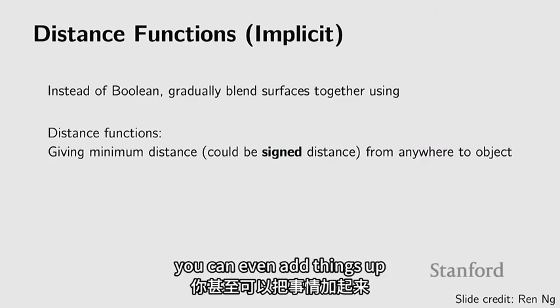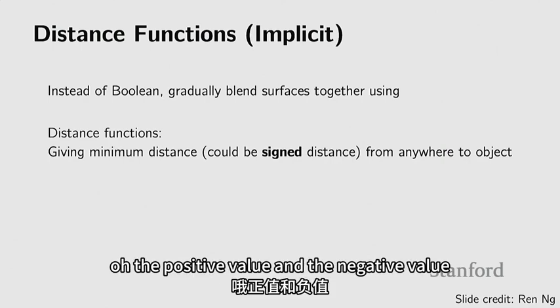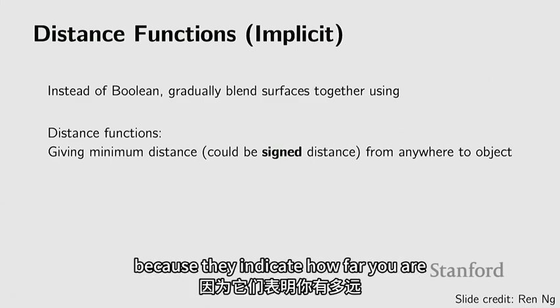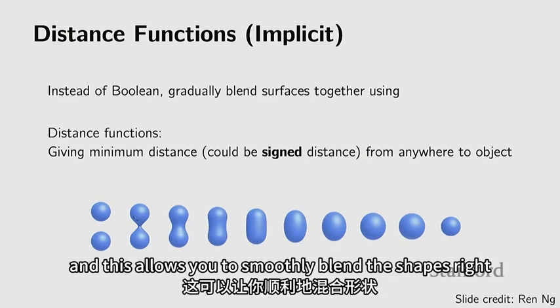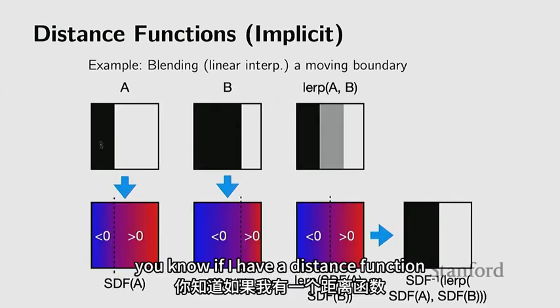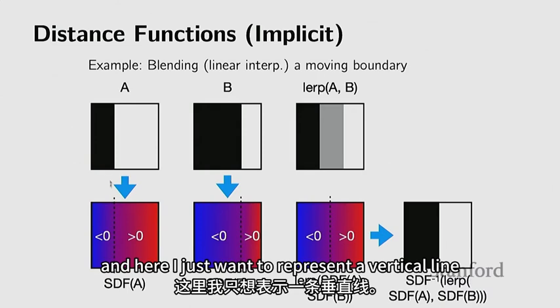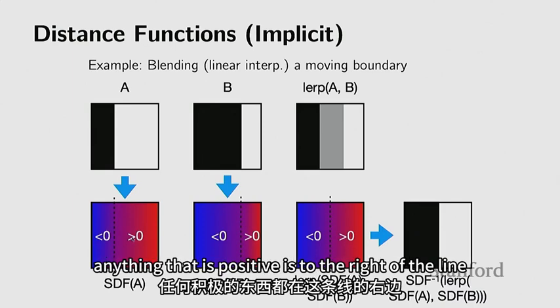You can even add things up, especially if you have a distance function where every point has a positive value or a negative value, and the values actually have meanings because they indicate how far you are from the surface of the object. So you can even add them up, and this allows you to smoothly blend the shapes, right? So you can see that here, if I have a distance function, and here I just want to represent a vertical line. Anything that's negative is to the left of the line. Anything that is positive is to the right of the line.